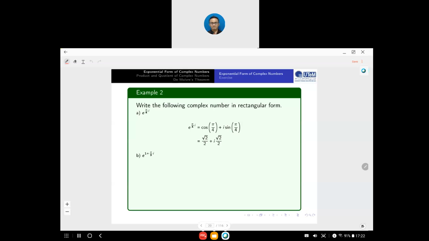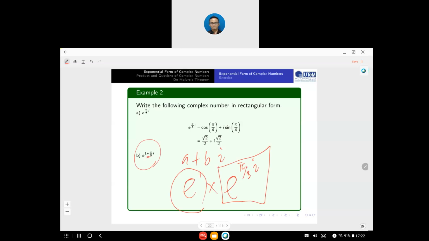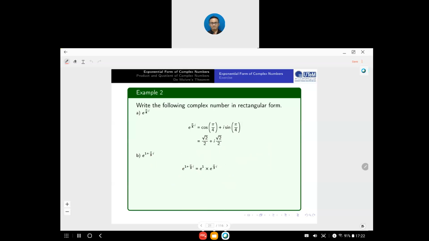So this one you want to change in terms of a plus bi. Same thing, you expand the power here. So it becomes e to the power of 1 times e to the power of pi over 3 i. So this one is a constant, and this part you have to transform. So transform that one, you can get e to the power of 1 times cos pi over 3 plus i sine pi over 3.